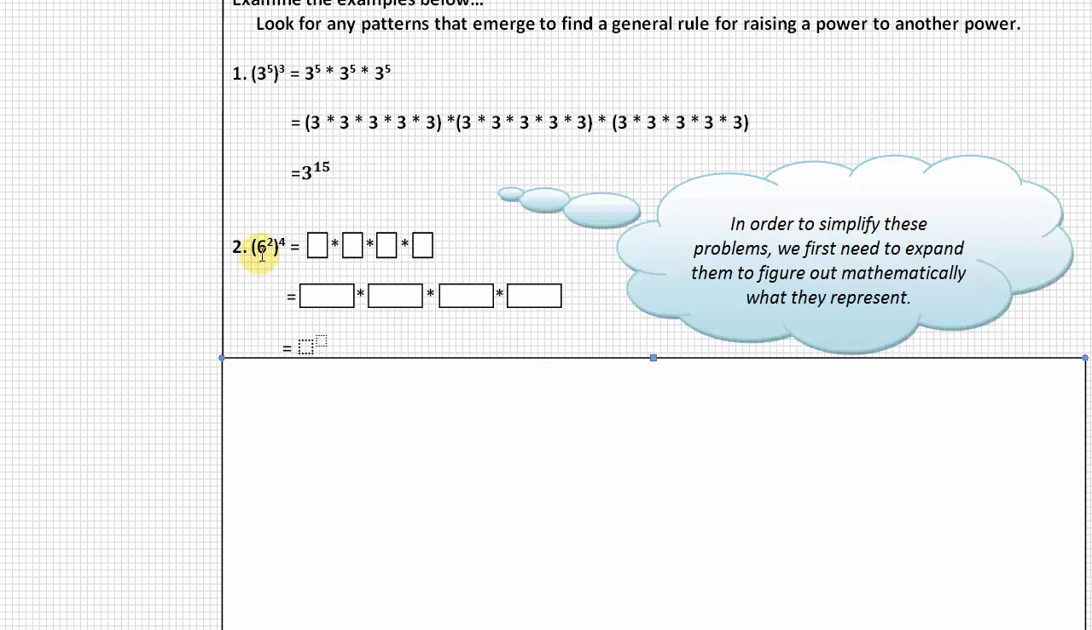For our second example, we have 6 to the 2nd power, all raised to the 4th power. So we're going to do it just like we did in the first problem and try and expand it out one step at a time.